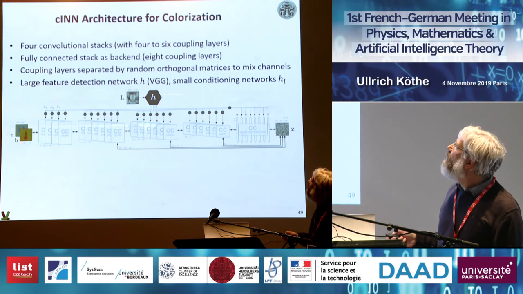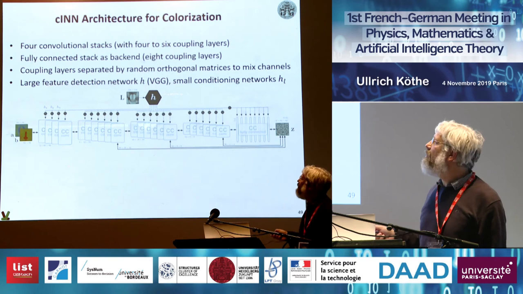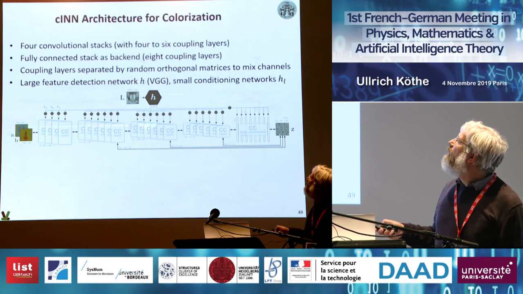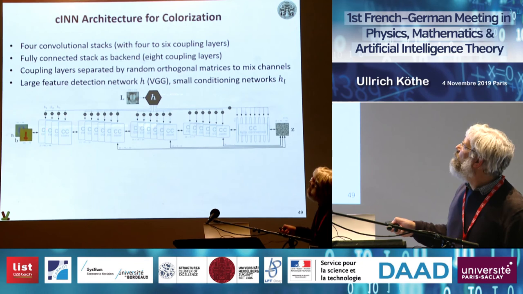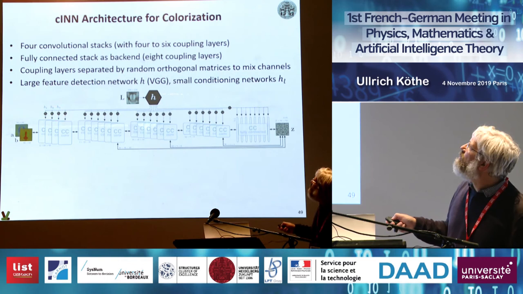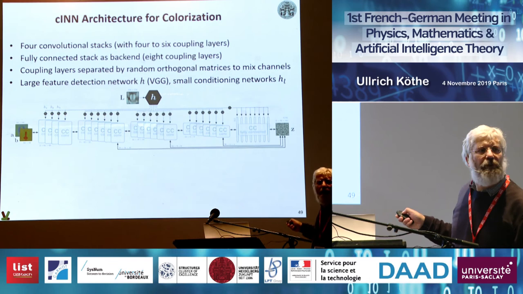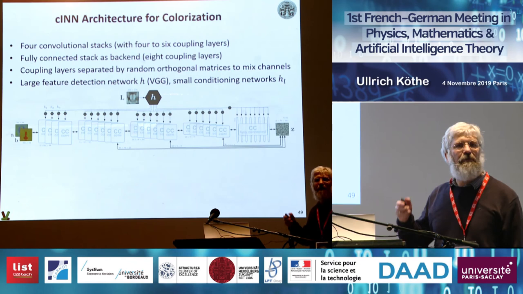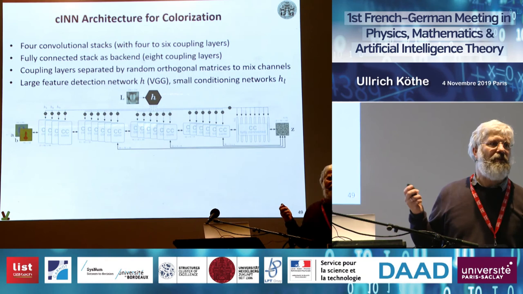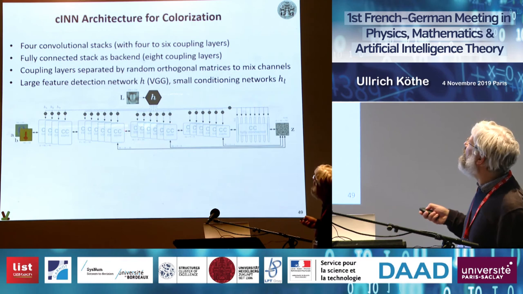Then during training, we know the color image. So we have the color channels here in LAB color space. And then we feed the color channels into the invertible network. These are convolutional coupling layers, and they are parameterized by some function of the features of the gray image. So here are the features, and then we transform the features in a way that's appropriate for each coupling layer. A convolutional coupling layer just means that the S and T networks are convolutional neural networks rather than fully connected.